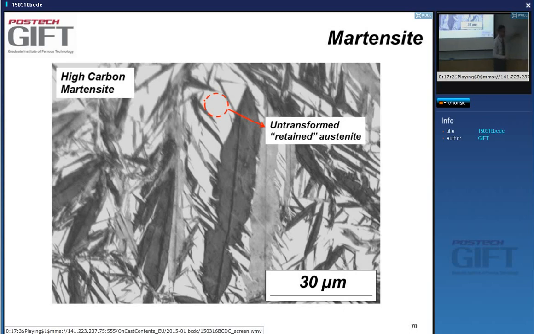From the image here, probably 50% is transformed to martensite, yes? The rest is untransformed, right? And it doesn't matter how long I keep it at room temperature, this austenite will not transform. Yes, if I want to make everything martensitic, I will need to cool down. So the kinetics of the martensite transformation are not time dependent. Yes, no time dependence. Yeah?